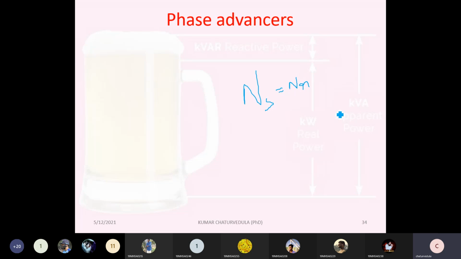If you want to make the machine run as a generator, then Nr must be greater than Ns. So there must be a relative parameter, either greater than or less than, to make the machine run either as a generator or a motor. If the slip parameter is not there, then there is no induction motor at all. So slip is very important.